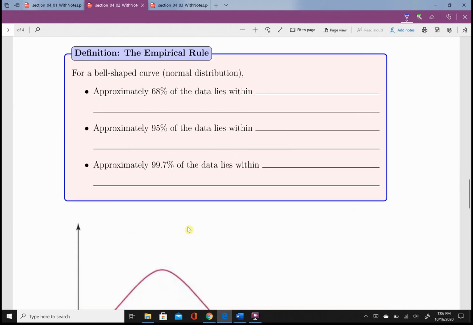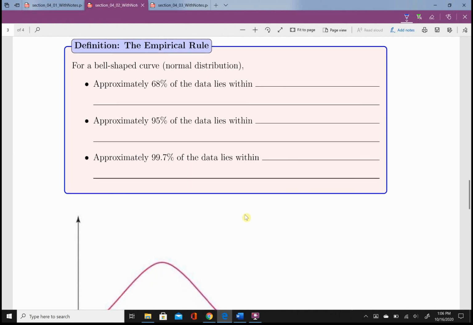Okay, but moving on. Let's talk about the empirical rule. So this is where standard deviations really shine as far as being able to give us concrete mechanisms for how the data is spread out. So if you have a bell-shaped curve or a normal distribution, you can assume that approximately 68% of the data lies within one standard deviation of the mean on either side of it.